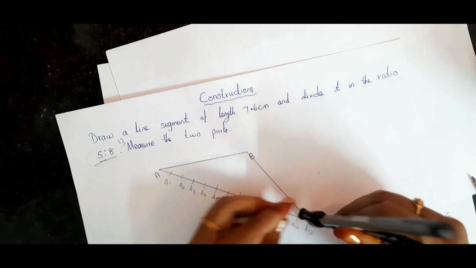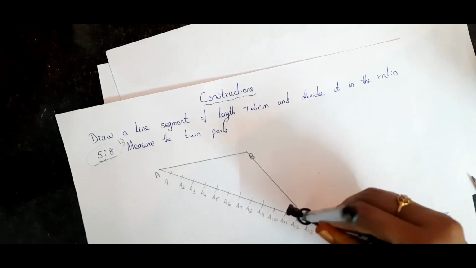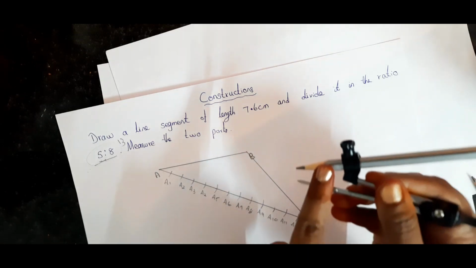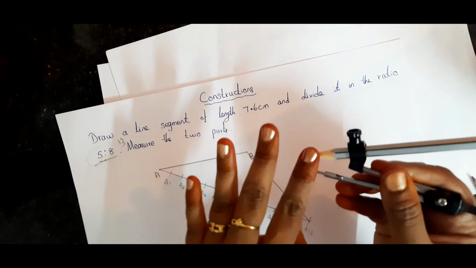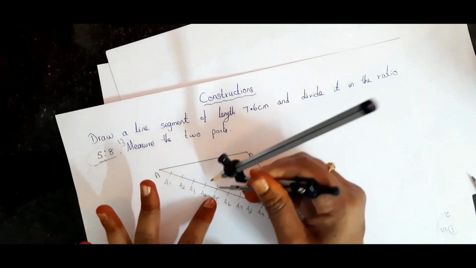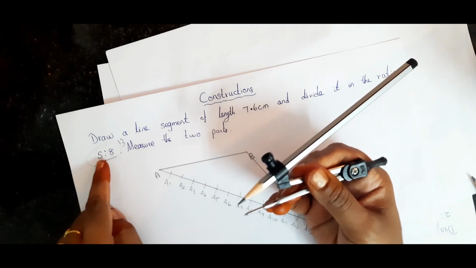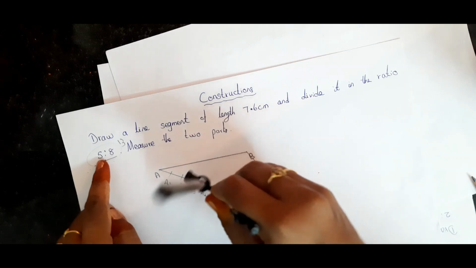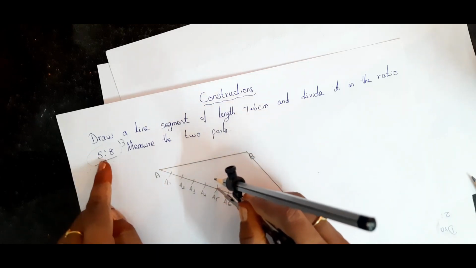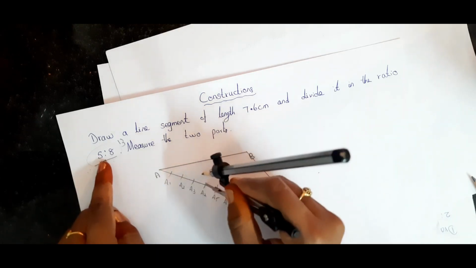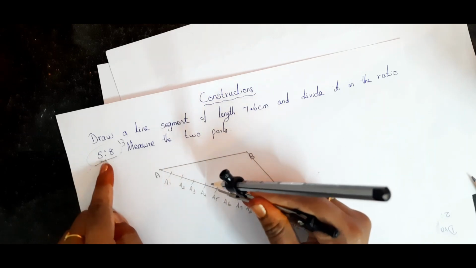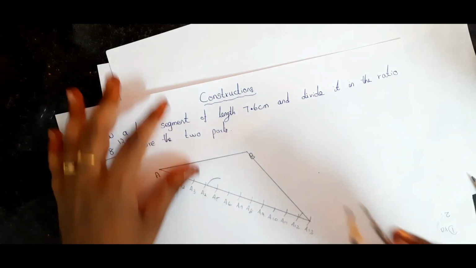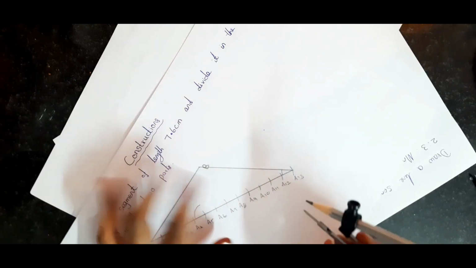Any measurement you take, draw one arc. More than half of 1 centimeter. So draw one arc. The same measurement, don't change the measurement, from A5. Why A5? In the ratio, the first value is 5, right? That's why we are doing it from A5. Suppose it was 4, then from A4 we would need to draw an arc. But here it is 5, so from A5 you should draw one arc.